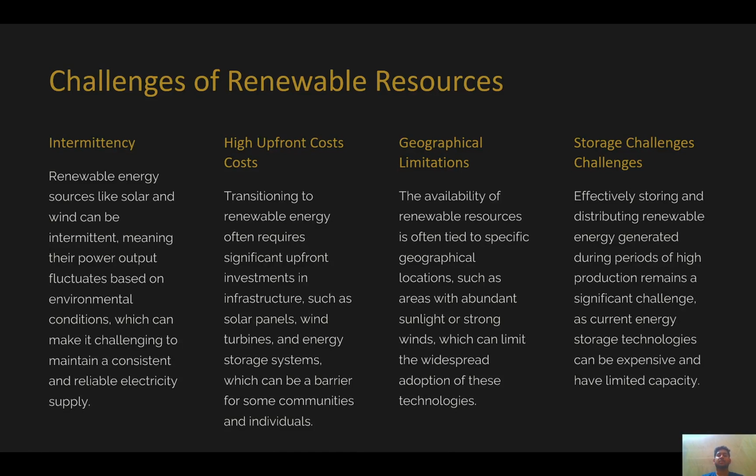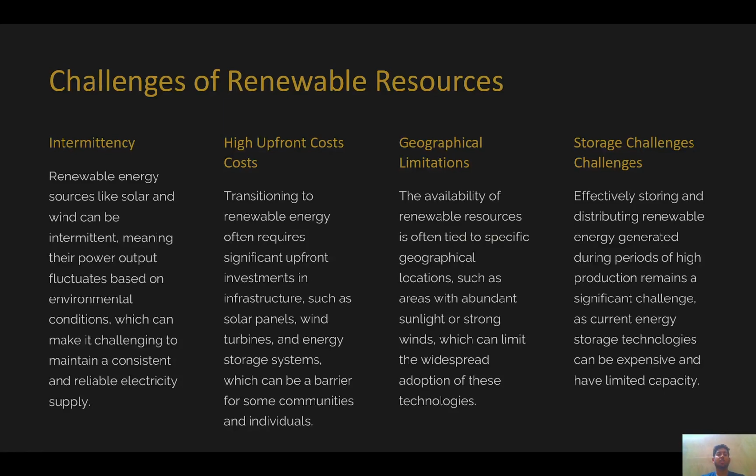Challenges of renewable resources. Let's see what challenges we will face in the renewable resources. Intermittency. Renewable energy sources like solar and wind can be intermittent, meaning their power output fluctuates based on the environmental conditions, which can make it challenging to maintain a consistent and reliable electricity supply.